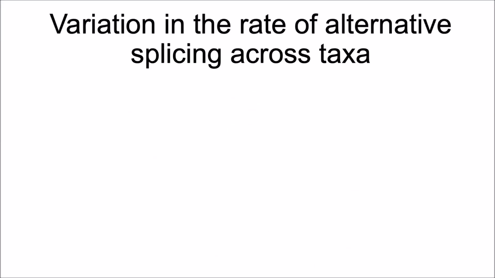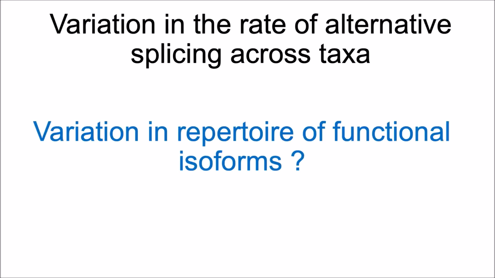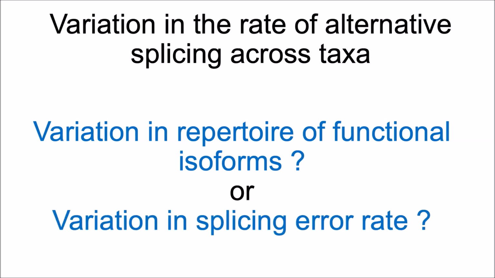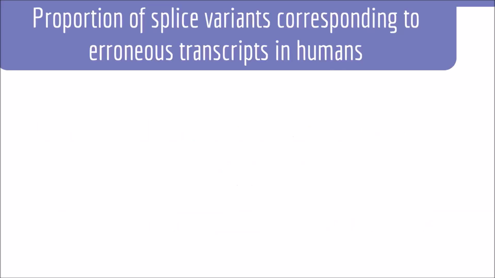And so the question is that, okay, we observe some variation in the rate of alternative splicing across taxa. Does that reflect variation in the repertoire of functional isoforms, or does it reflect simply variation in splicing error rates?